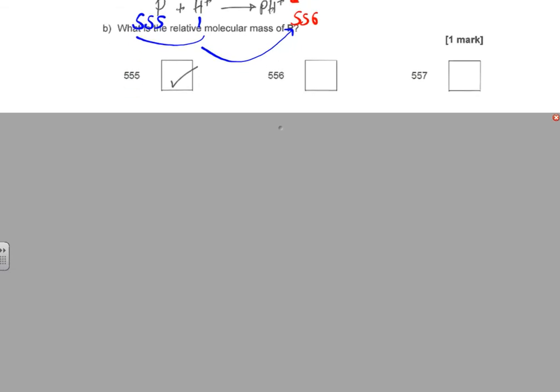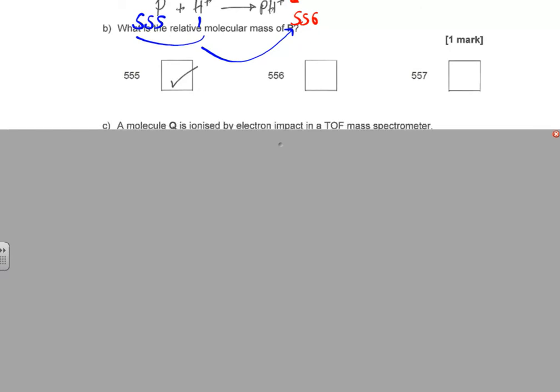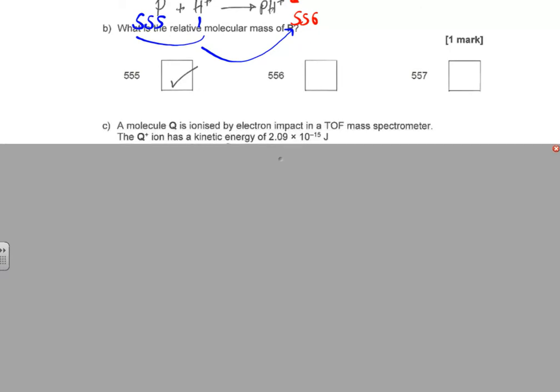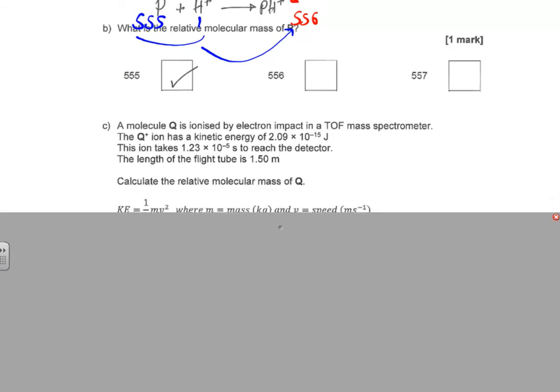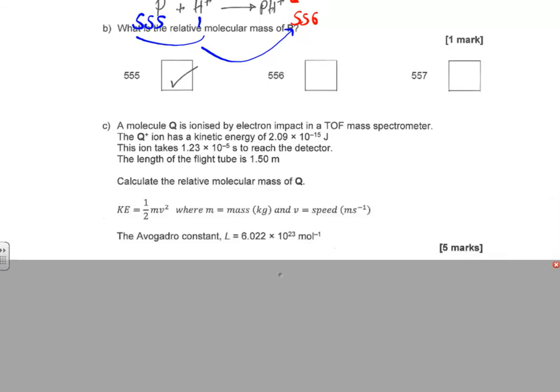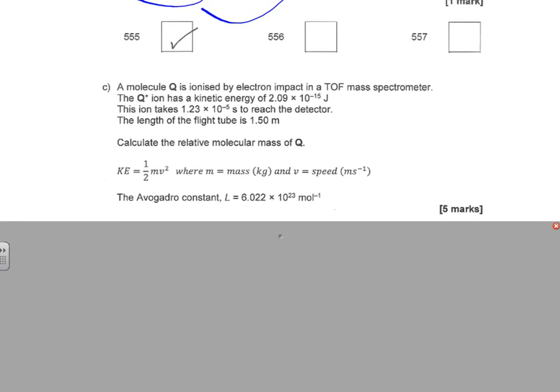And then perhaps unsurprisingly, because it happens quite a lot on your A-level exams, certainly on paper 1, we would expect a question that involves time of flight mass spectrometry calculations. We'll just scroll down and have a look at the question before we talk through the steps. So a molecule Q here, a different molecule now, is ionised by electron impact ionisation. The Q+ ion has a kinetic energy of 2.09 times 10 to the minus 15 joules. So there's a number we're going to need. We're given a kinetic energy.